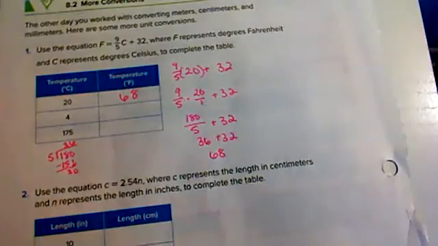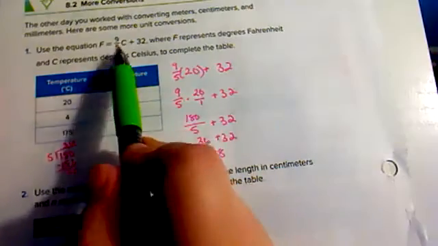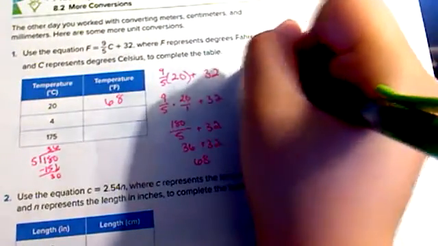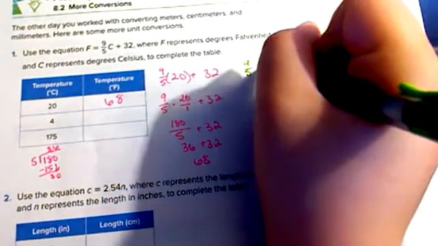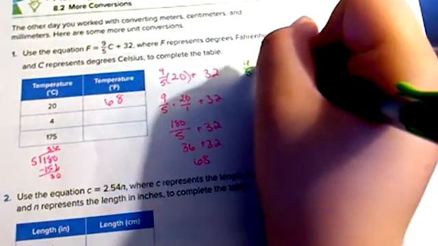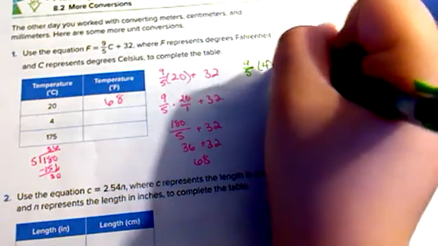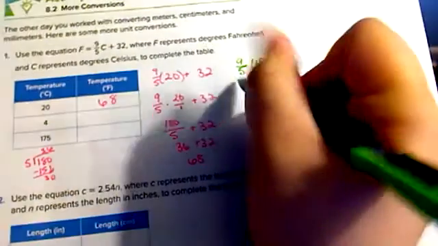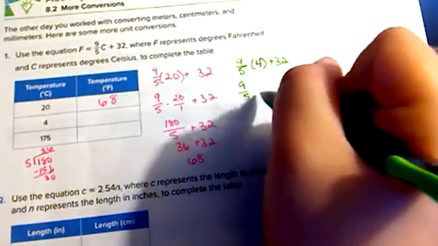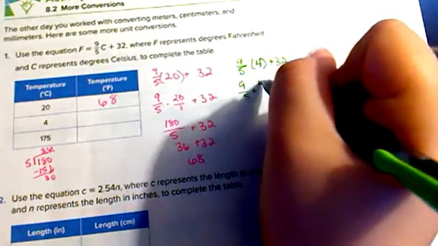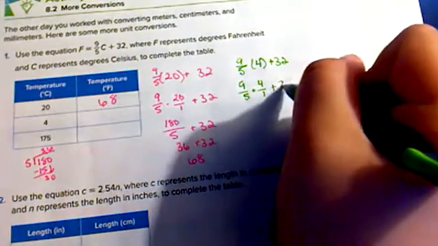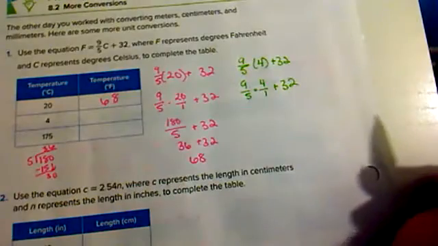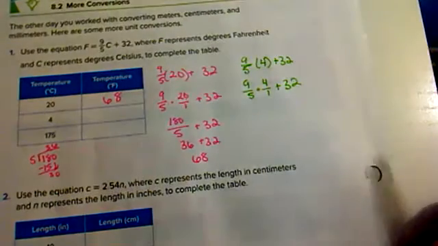I'm going to switch colors for the next one. So now our C is going to be equal to 4. So we're going to have 9/5 times 4 plus 32. So it's 9/5 times 4 over 1 plus 32. Pause the video now and complete the rest of this equation.